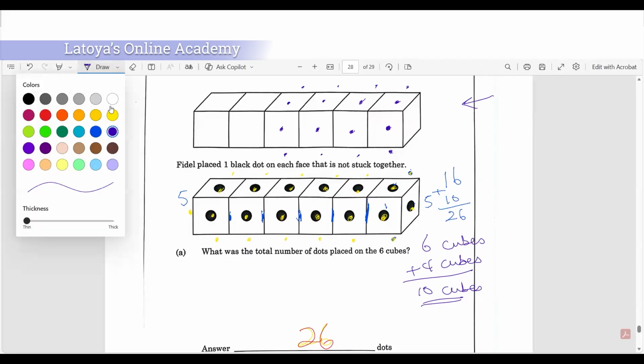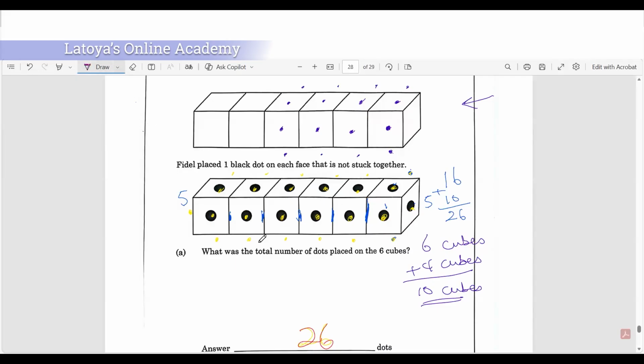Now you could have done this same question differently. And as I said before, there are multiple ways to do the same question. If you know that in the first 6 cubes, you have 26 dots, and you are trying to get less than 45, you could subtract 26 from 45. And you would get 19. So we need to get less than 19 dots.